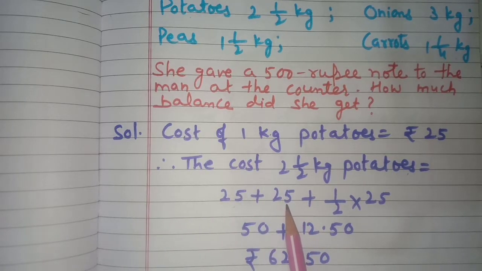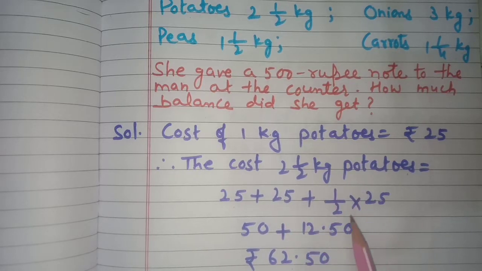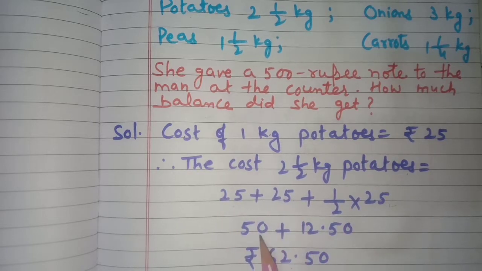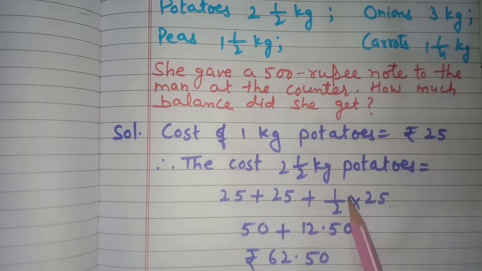write down the cost of 1 kg, then the cost of another 1 kg because it will become 2 kg, and then you need to find the cost of half kg. Means if the cost of 1 kg is 25 rupees, the cost of half kg will be, you need to divide 25 by 2. You can find it like this. So 25 plus 25 will be 50 rupees and half of 25 will be 12.50.